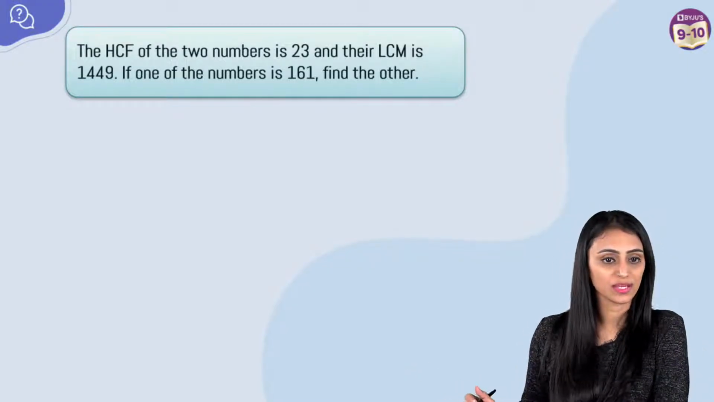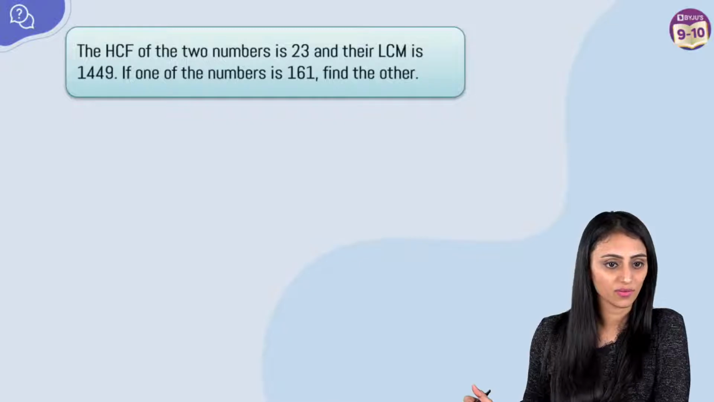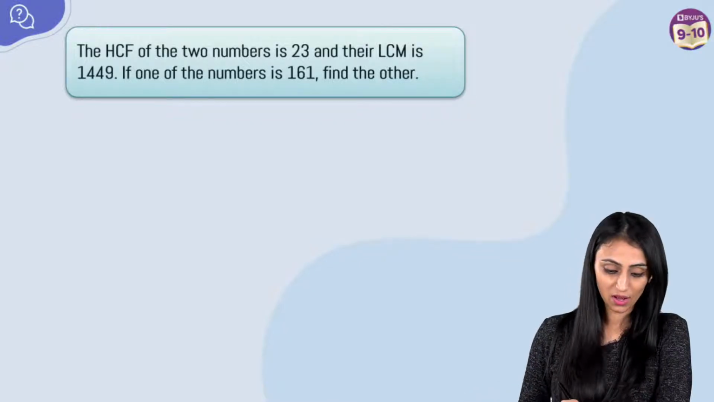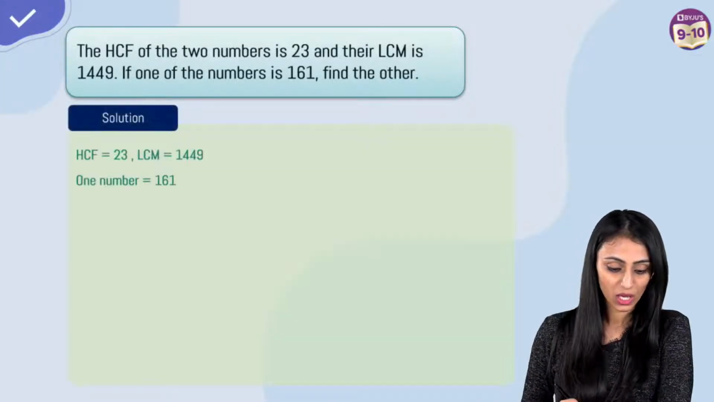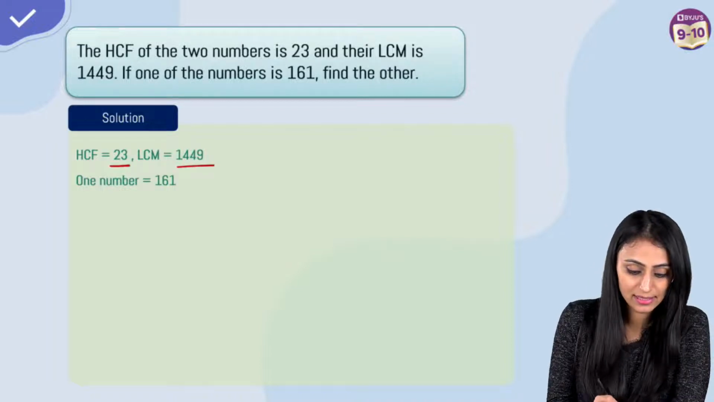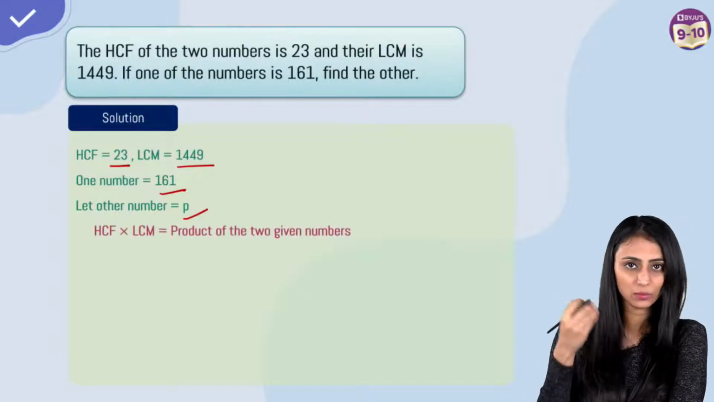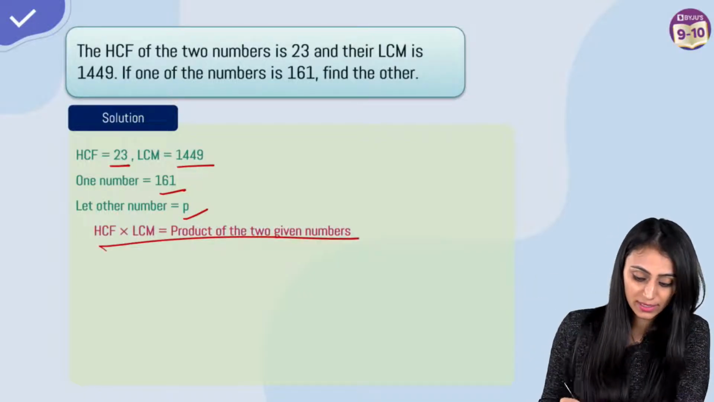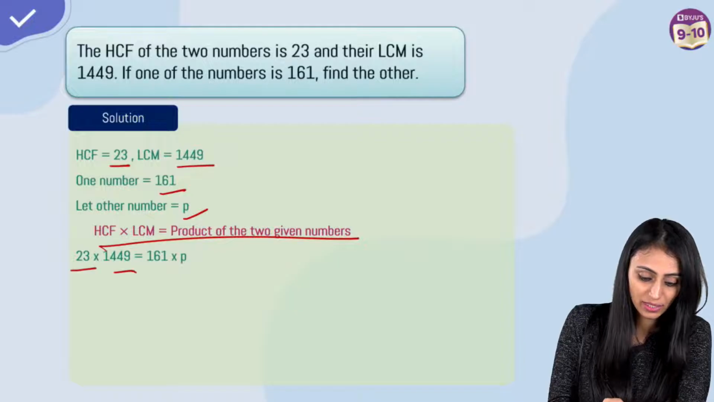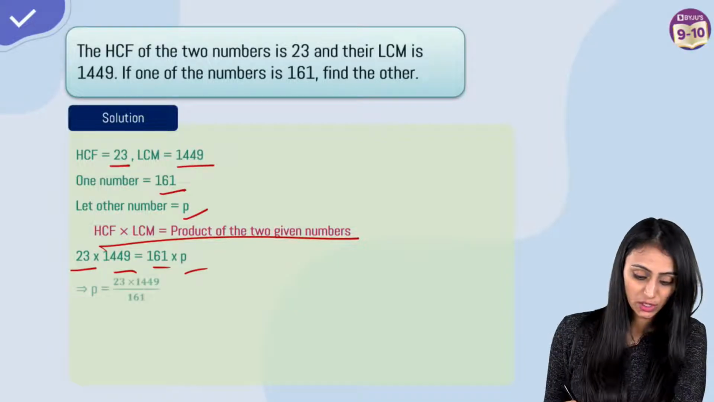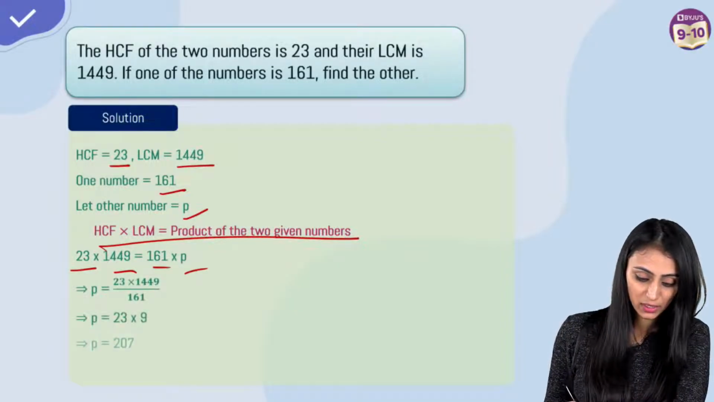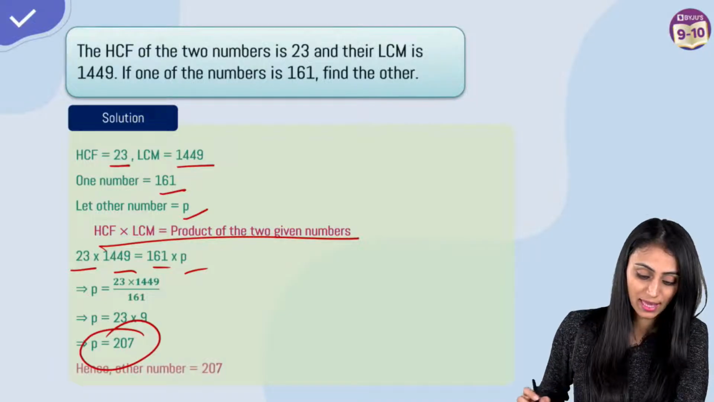Nisha says it's 207. Sunita, 207. Alright, let's see the solution now. So HCF over here is 23, LCM is 1449, and the other number is 161. Let's say the other number is P. You can assume any variable for that. We have learned this relation, right? Let's put in HCF, LCM, the other number, and P over here. On simplification, what do we get? We get 207, that's the other number.